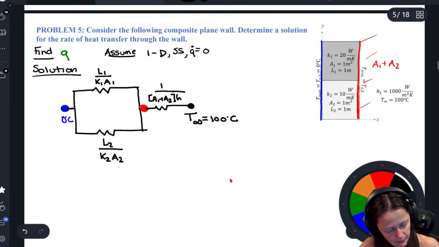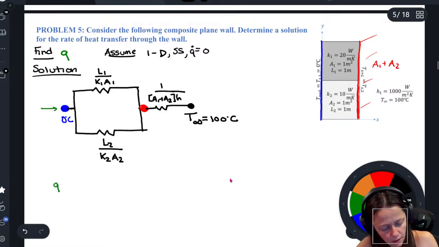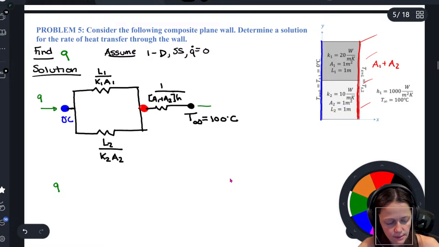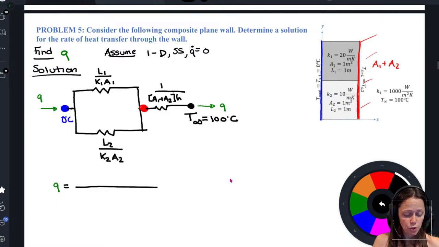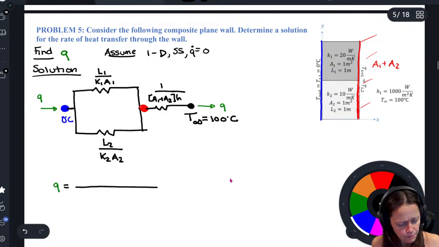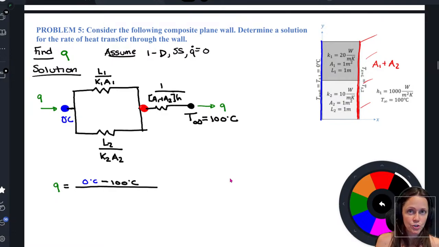Solution. So I know my Q, which is going in here, and it's the same one going out the other side. That Q is equal to the difference in the two temperature nodes that I know. So I've got 0 degrees Celsius minus 100 degrees Celsius. So you can see already it's going to be a negative term, which indicates that it's just going in the opposite direction from what I drew on my figure, which is just fine as long as the math is telling you based on your figure which direction that Q is going.